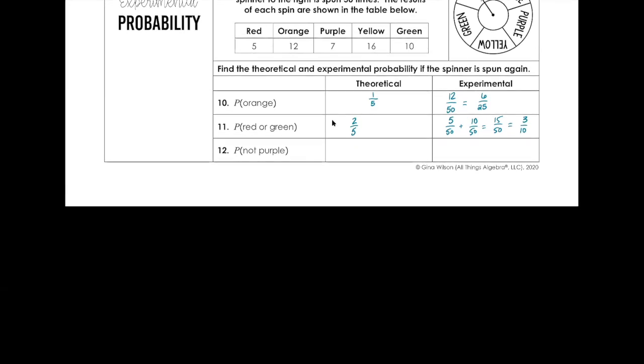And our last problem, not purple. So that could be any of the other 4 colors. Okay, so now we can add up all the colors that are not purple. Or, so we got 50 out of 50, right? Minus 7 out of 50. I can use that last thing we did, and it gives us 43 out of 50.